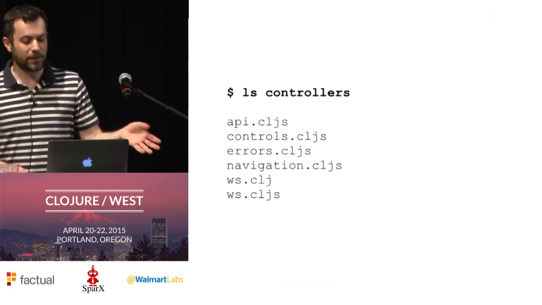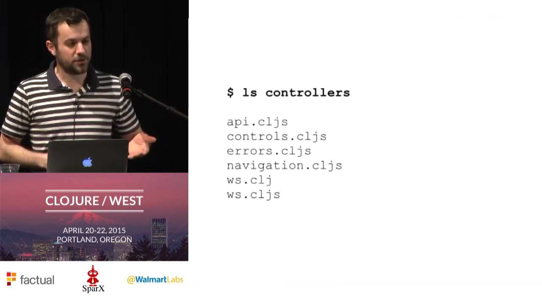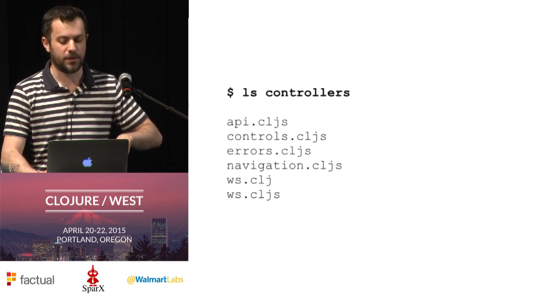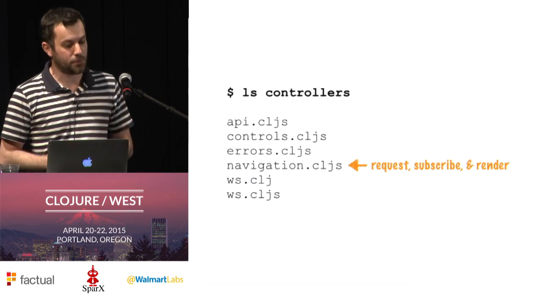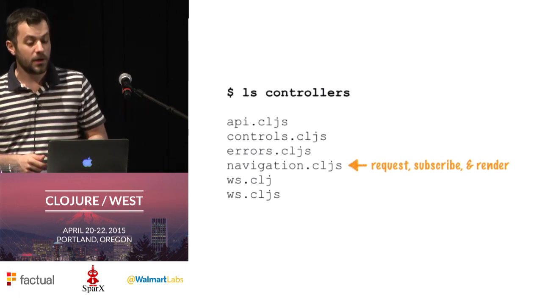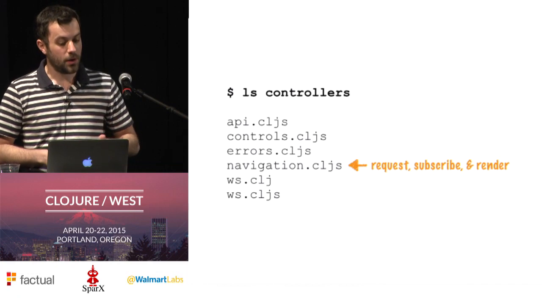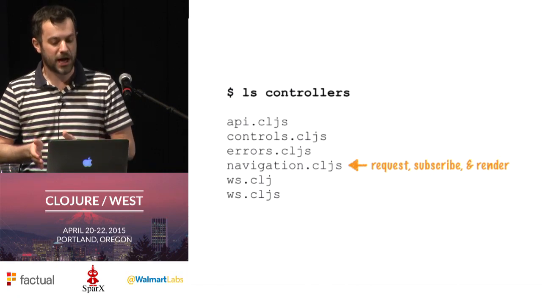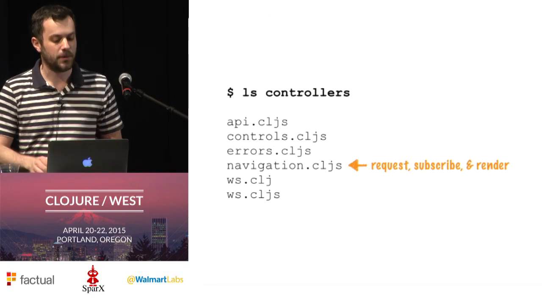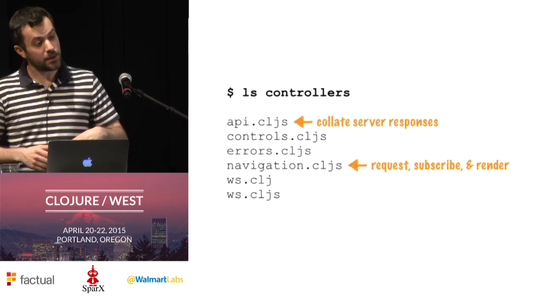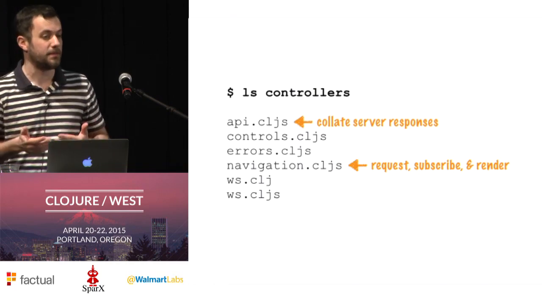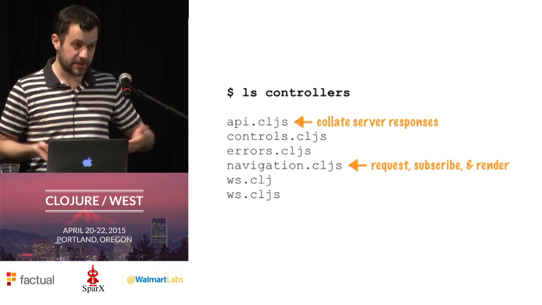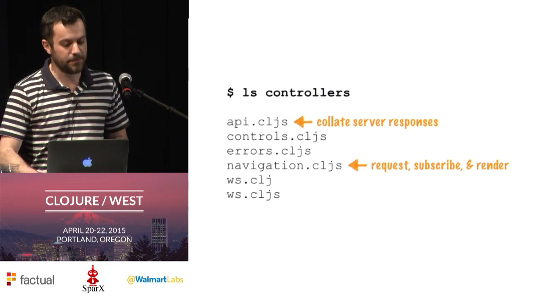So let's talk more about the controllers, though. If you go down into the controllers directory, you'll first see that there's very few of them. The very first one of interest, that's kind of the entry point, is the navigation controller. The navigation controller is responsible for requesting all the stuff from the server, subscribing to the various real-time update channels, and then kicking off initial renders. And then what happens is the API controller will handle all the responses that come back in from the server and collate those responses into the big atom and cause re-renders to happen.